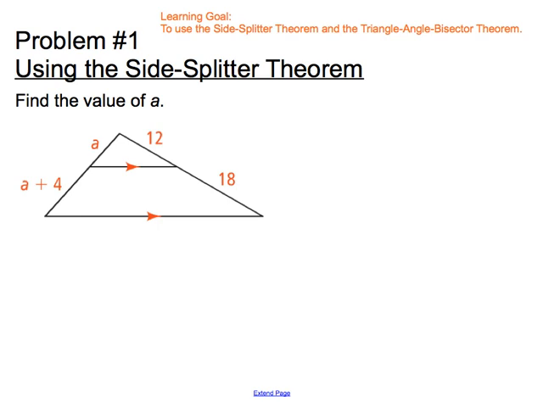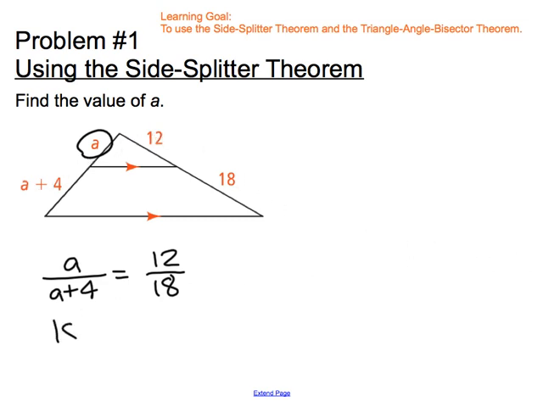So here our first problem asked us to use the side splitter theorem. And if we go back to what the side splitter theorem actually says, it says that if we take the parts of one side in ratio, it's going to equal the parts of the other in ratio. So we can take the top here, which is A over A plus 4 in this case, and that's going to have to equal 12 over 18. So we can say top over bottom equals top over bottom.